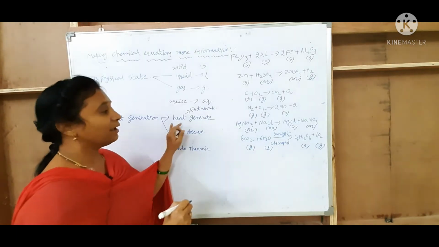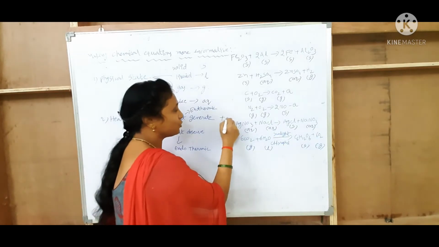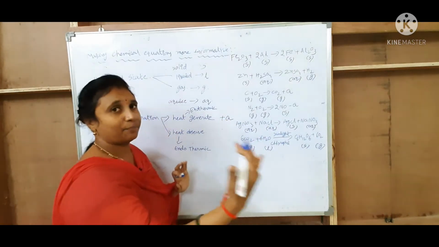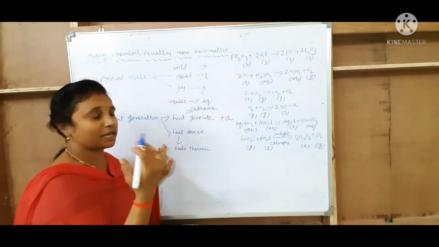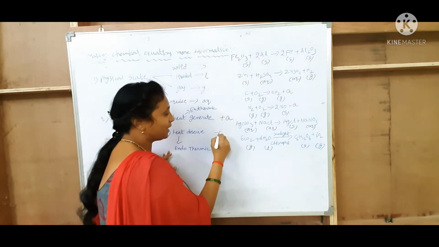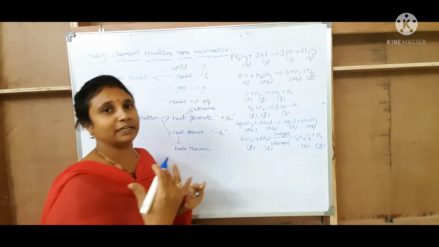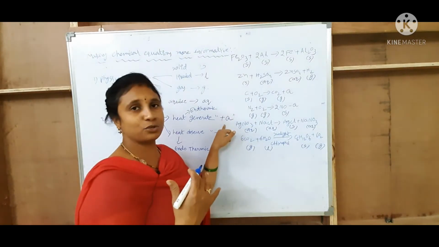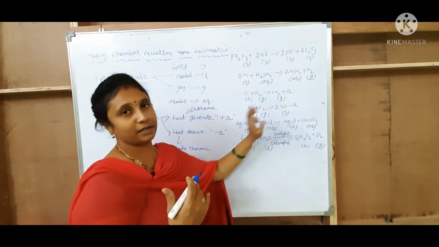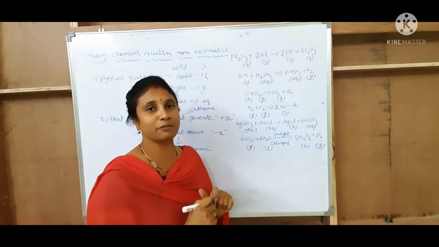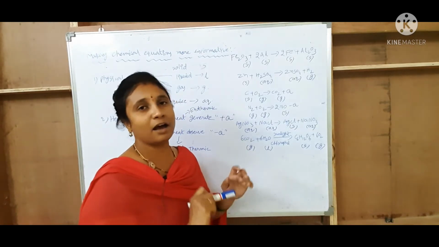Exothermic reactions. If heat is generated in a reaction, it is designated with the plus Q symbol at the product side. If heat is absorbed, it is shown by the minus Q symbol at the product side. Is it understood?